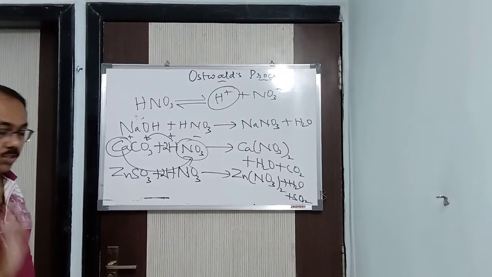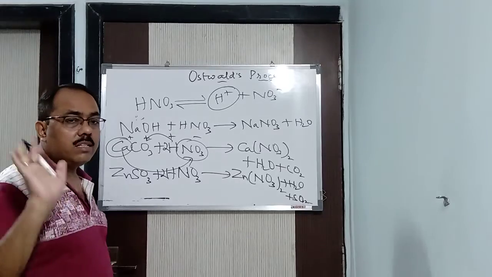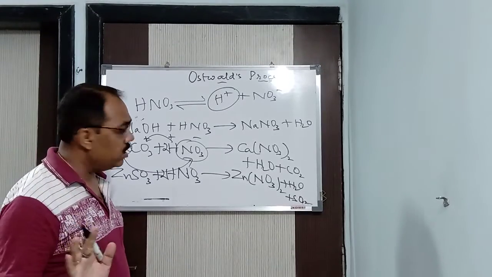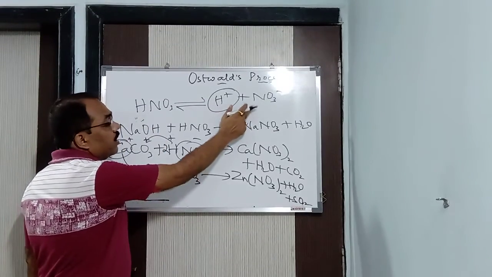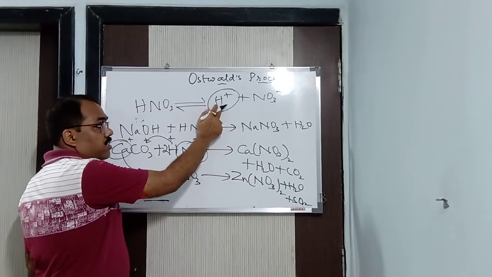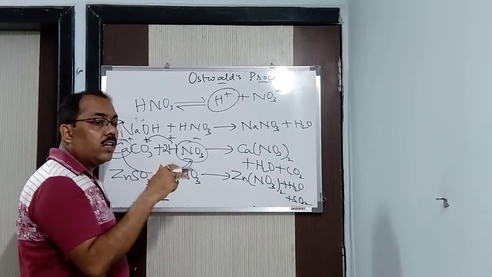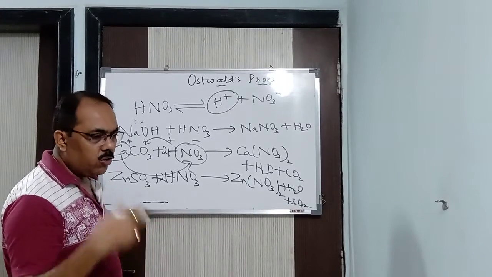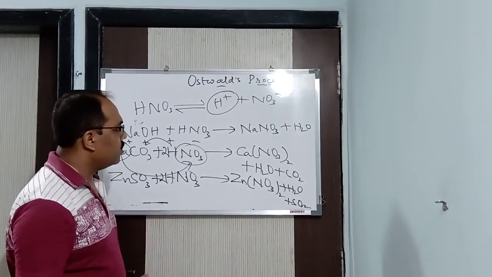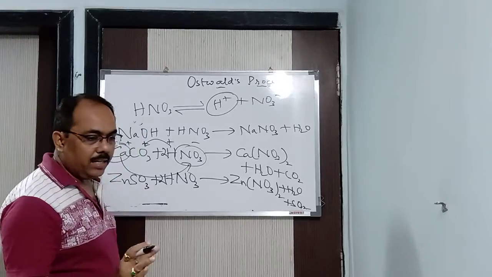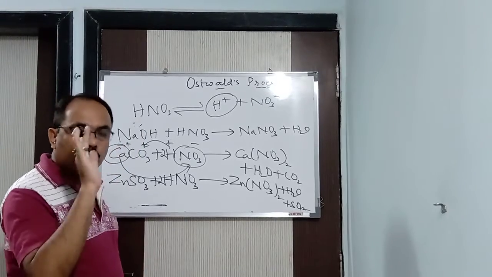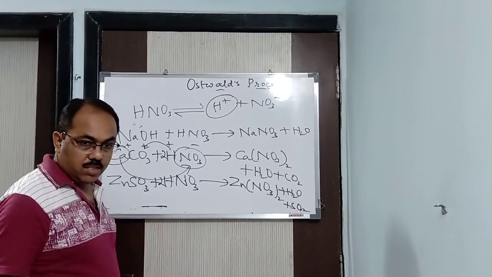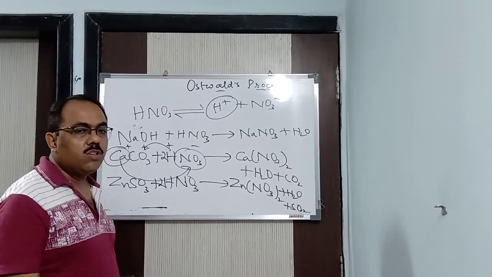Now I was saying to you that concentrated nitric acid is an oxidizing agent. Yes, it's an oxidizing agent because it does not decompose in this manner. It will not give you H plus ions. It will give you nascent oxygen. HNO3 will decompose to give you NO2 plus water plus nascent oxygen. But again I added that dilute nitric acid also is an oxidizing agent.